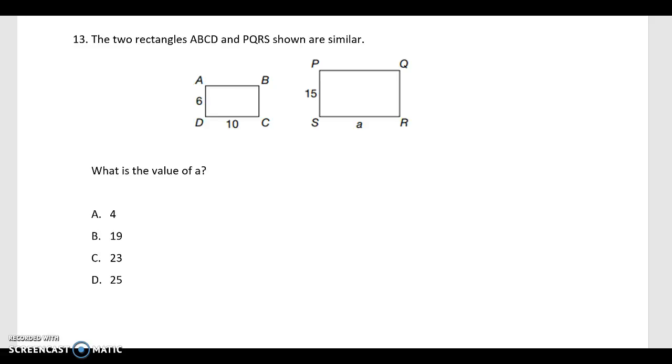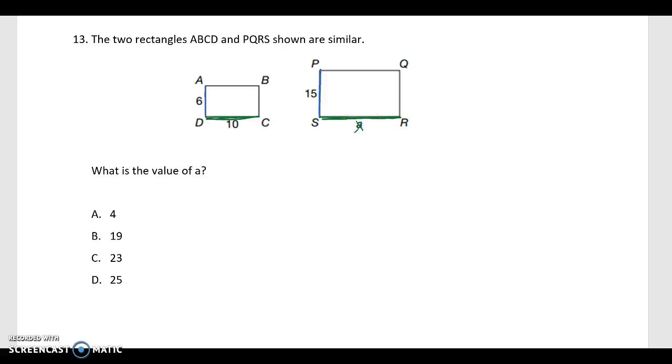Okay, so the next problem is a similar shapes and figures problem, which we did last 6 weeks. So you had your colored pencils. You want to make sure that you colored your corresponding sides. So we have 6 here corresponds to 15. And then 10 corresponds to A, or I like X, so we're going to put X there.